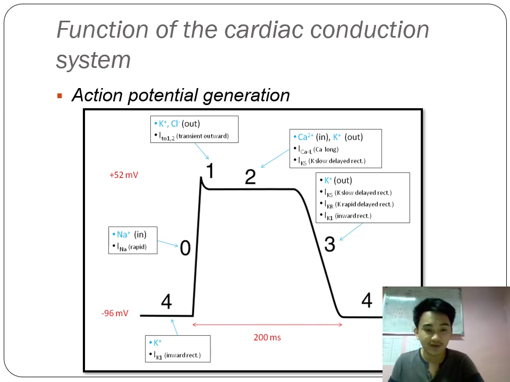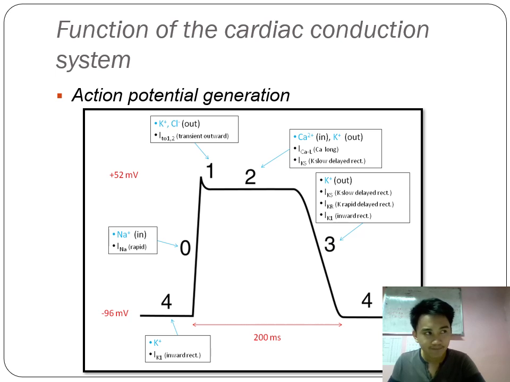After a brief increase in potential, we have phase 1. Phase 1 begins with the rapid inactivation of the sodium channels by the inner gate, reducing the movement of sodium into the cell. At the same time, the potassium channels open and close rapidly, allowing for a brief flow of potassium ions out of the cell, making the membrane potential slightly more negative. We can observe a slight decrease in membrane potential in phase 1 going to phase 2.